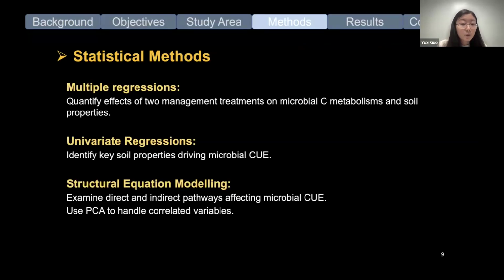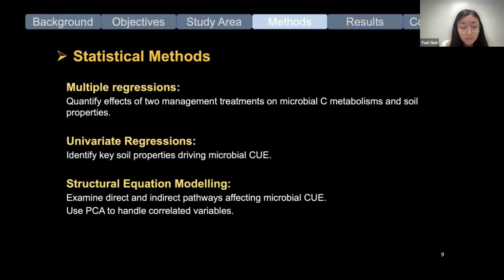So for the stats, we firstly applied multiple regressions to quantify how our 2 management treatments, land management intensity and grazing intensity, affect both microbial carbon metabolisms and soil properties. Second, we used univariate linear regressions to identify which soil properties were the key drivers. And finally, we employed structural equation modeling to examine the direct and indirect pathways through which treatments influence microbial CUE.